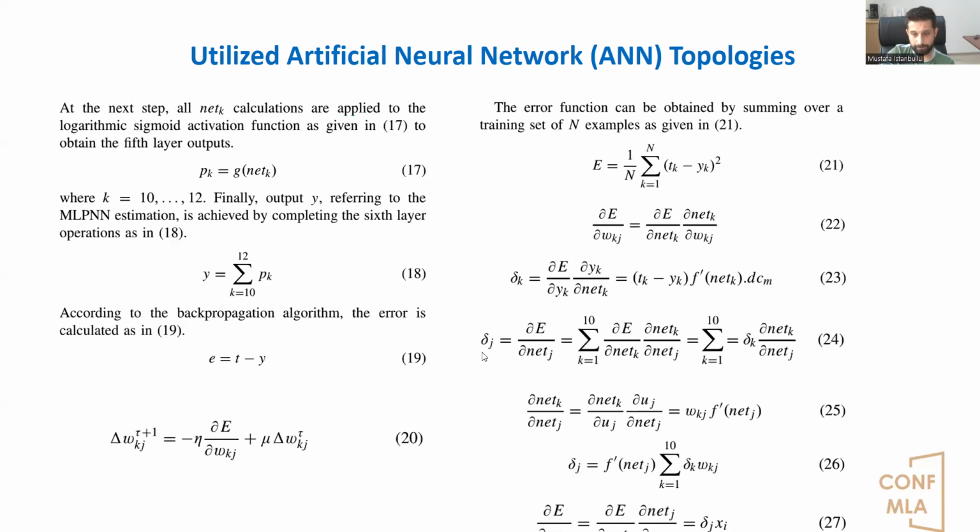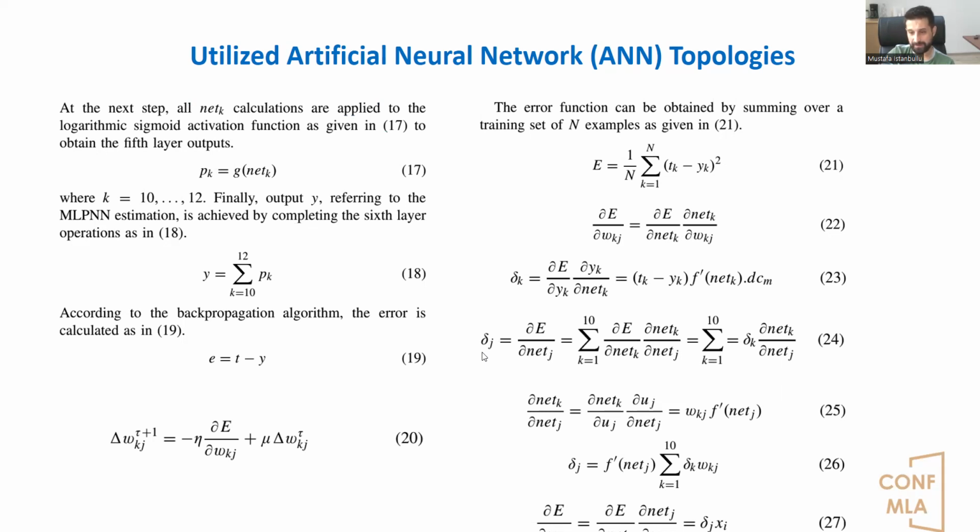According to the backpropagation algorithm, the error is calculated as in equation 19. Error e equals t minus y, where e is the instantaneous error expressed as the difference between the target t and the estimated output y. In the standard backpropagation learning algorithm with gradient descent, weight updates and other steps are done as in the equations given from 20 to 28.